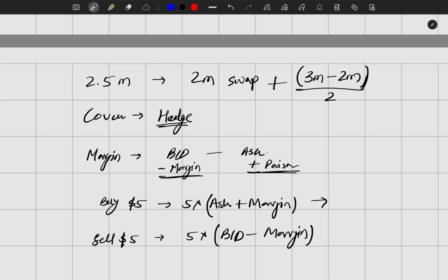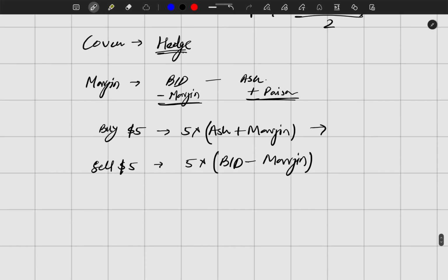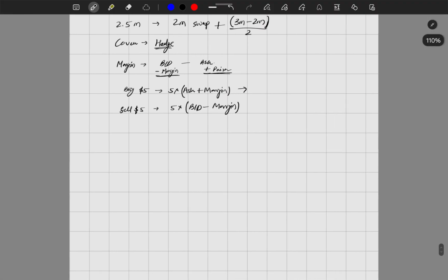Margins need to be added to the ask rate and deducted from the bid rate. What do you mean by that? If I want to buy $5, I would have to pay $5 times the ask rate. So if I want to increase the cost and make a commission for the bank, I would add it to the ask rate. The other way around, if I want to sell the $5, what will I get? I would get the bid rate. So how does the bank earn? It will deduct the margin from your bid rate. So that's the concept behind it. Nothing else is left in this chapter, and that's all.